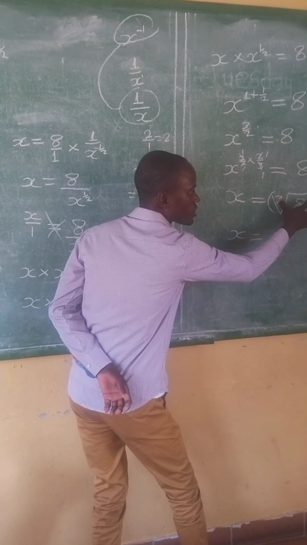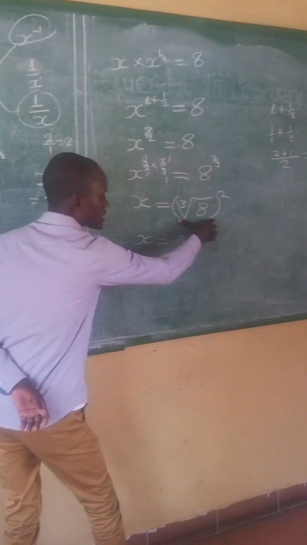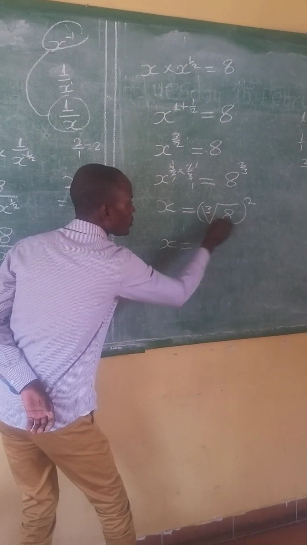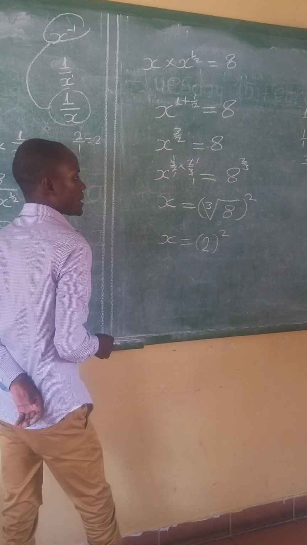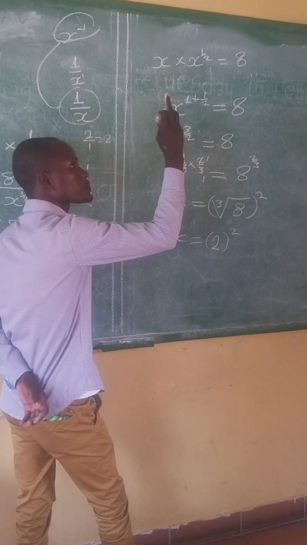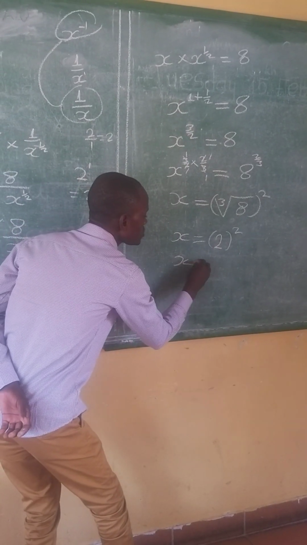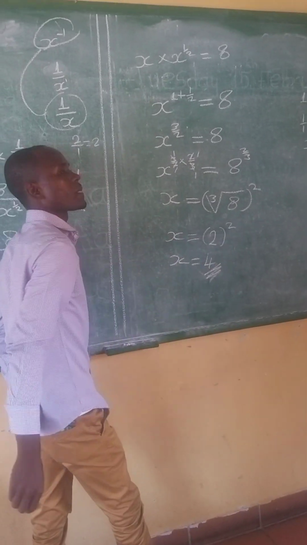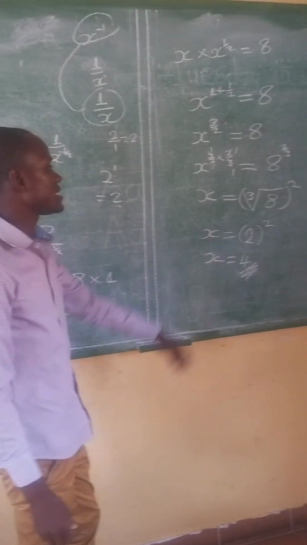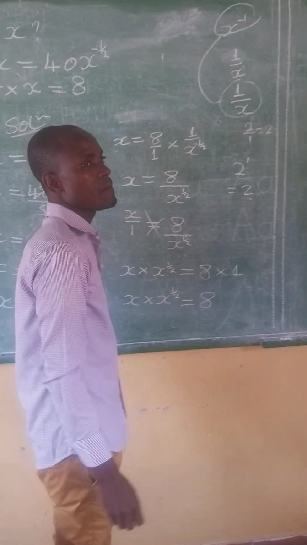Brackets, we are working on what is inside, not what is outside. So now we put the brackets back like that and bring our 2 there. So 2 to the exponent of 2 simply means 2 times 2, meaning our answer would be 4. So that is the solution to the first question.